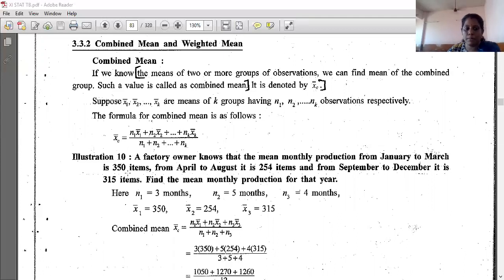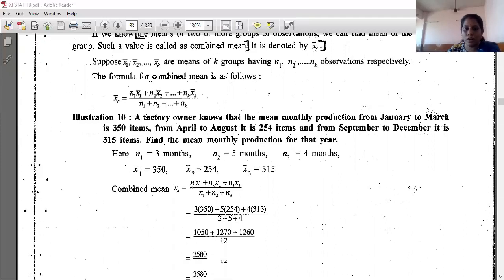Our illustration number 10: a factory owner knows that the mean monthly production from January to March is 350 items. From April to August, it is 254 items. And from September to December, it is 315 items. Find the mean monthly production for that year. Now they are saying that the factory owner knows the mean monthly production, so whatever this production is, that is a mean production.